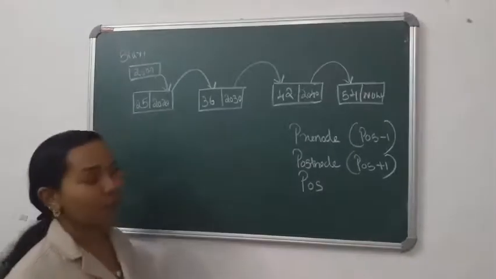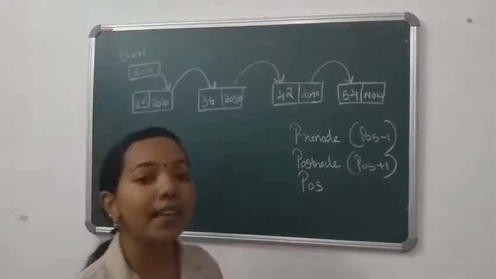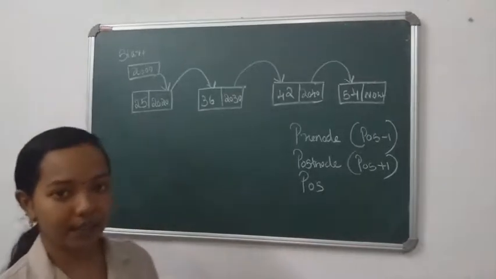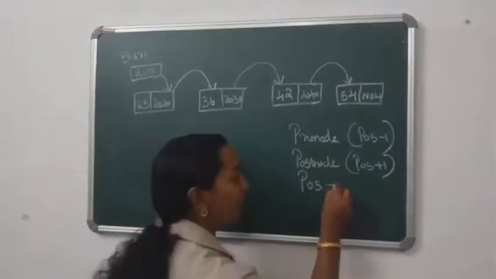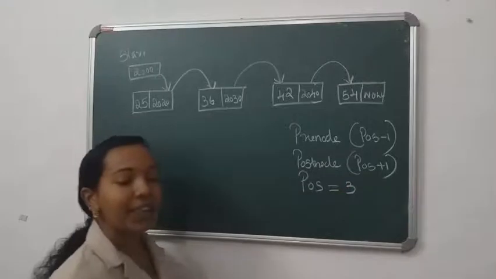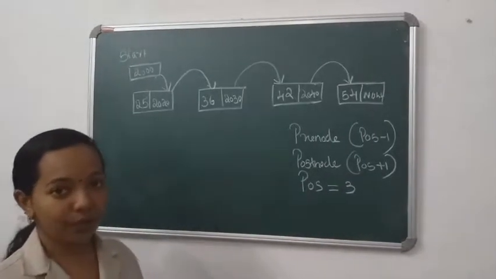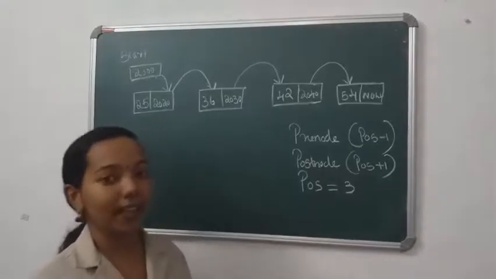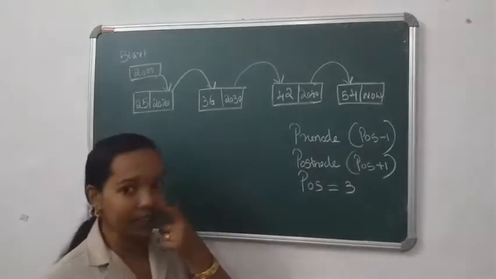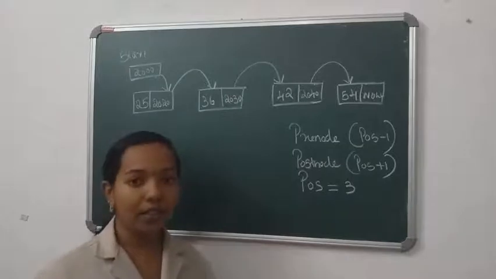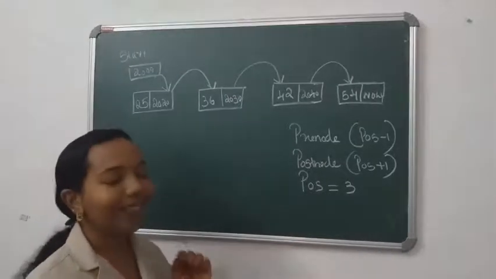Let us assume I am going to delete the third element from this linked list. So what will be the value of POS or position? 3. I am going to delete the third element from this linked list. POS is equal to 3.